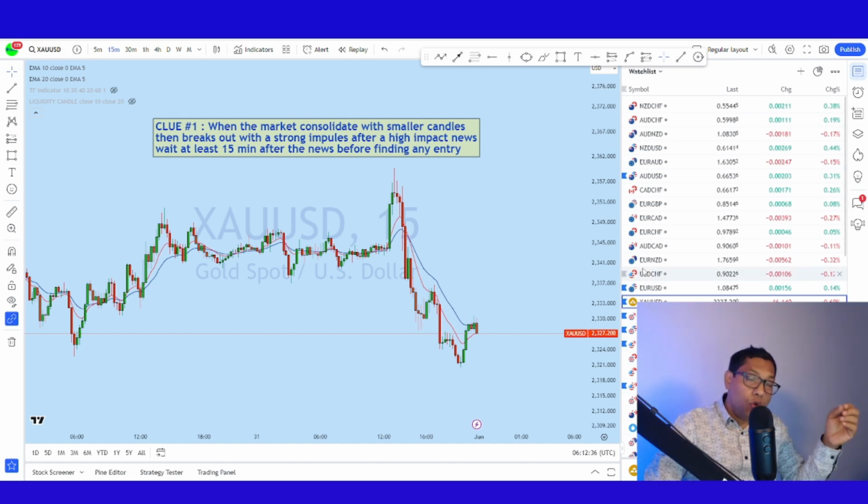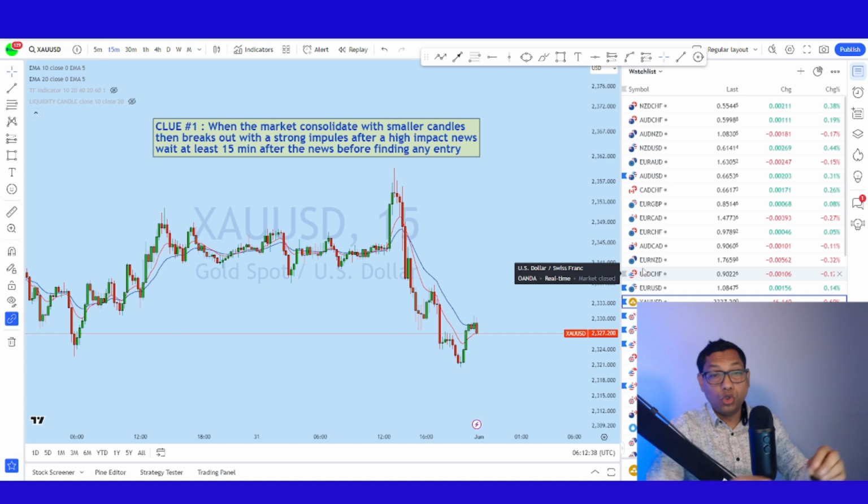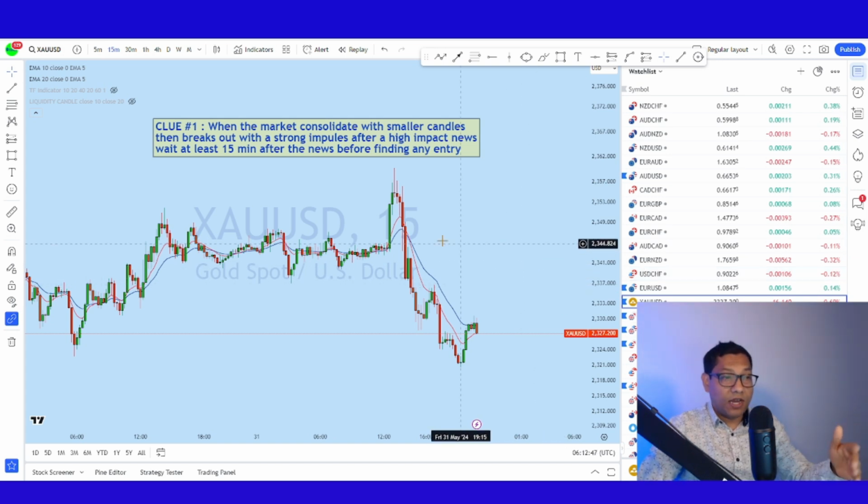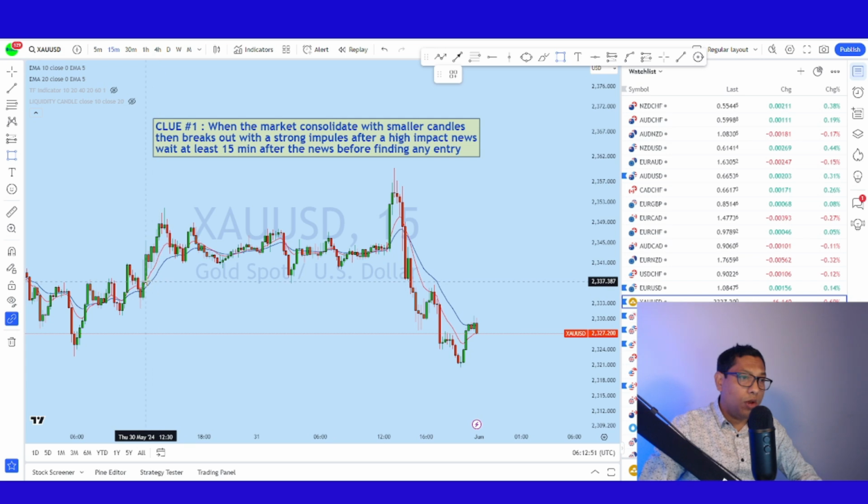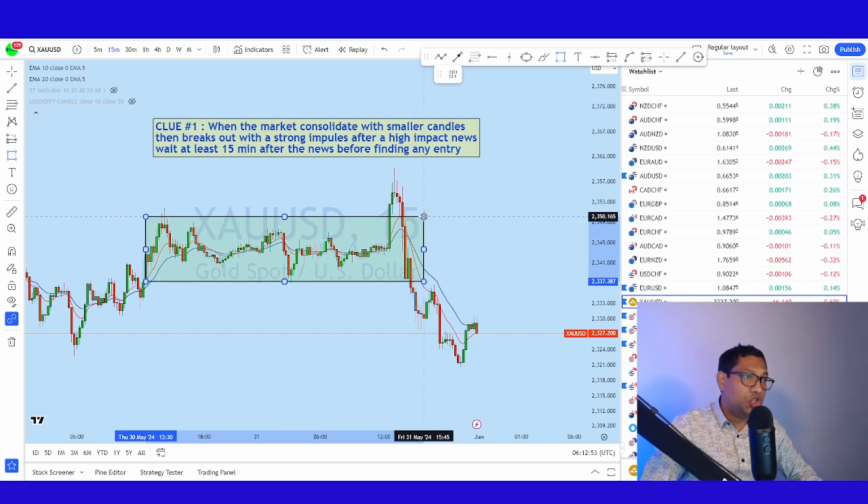So the first clue is when the market consolidates with smaller candles for an extended period of time on the time frame that you are trading. I can give you an example that you can see here on gold. This is the recent chart, and we can see that this is the 15-minute chart on gold.